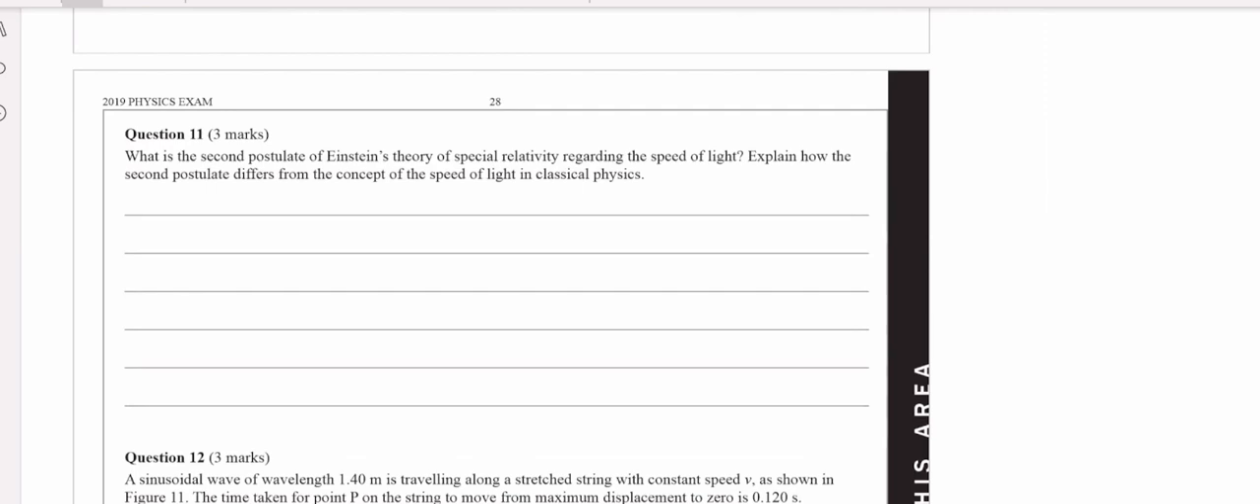As the second postulate of Einstein's theory of relativity, let's say that the speed of light is a constant for all observers.